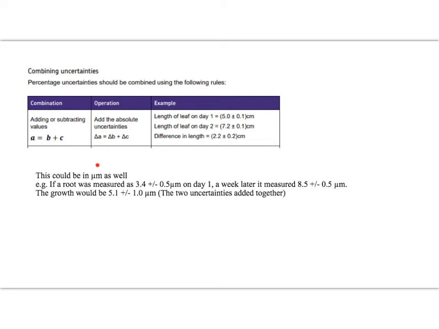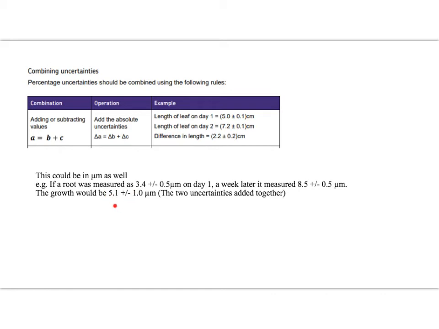Another example here, this could be done with micrometers, so measuring using an eyepiece graticule or something like that. You're looking at a root or root hair, and it's grown. It's gone from 3.4 to 8.5 micrometers.